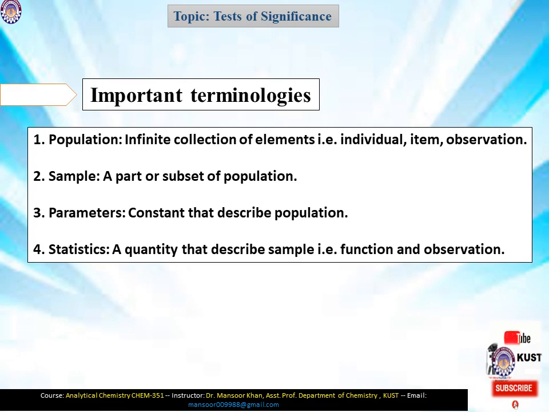The third one is parameters. A constant that describes a population is called a parameter, and a statistic is a quantity that describes a sample, for example, function and observation. So in analytical chemistry, often we will deal with sample and statistic. Another important terminology is confidence limits and confidence interval.